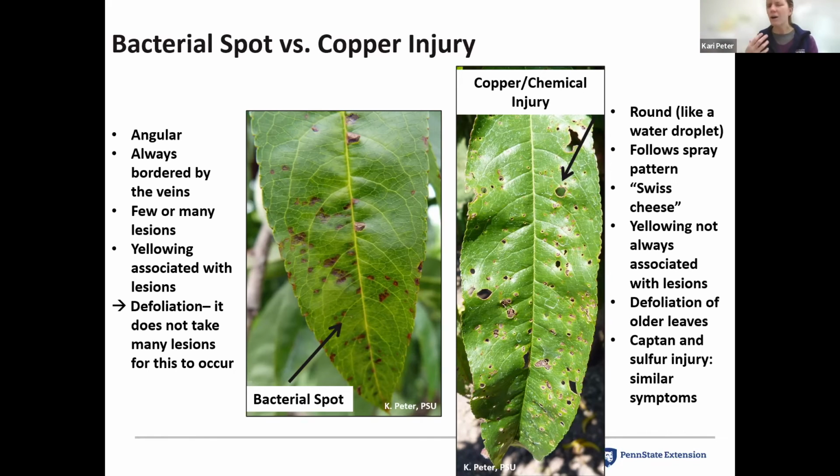Yellowing, as I mentioned, is not always associated with copper injury. Yes, you can get some defoliation, but it's not like bacterial spot, and it's primarily the older leaves. Basically, if you see a shoot branch and you see the oldest leaves naked, that's usually due to buildup of copper, okay? So again, just as a reminder, mnemonic here: angular lesions, the A in angular, the A in bacteria; copper injury, circular lesions, round lesions, the O in round, the O in copper, okay?